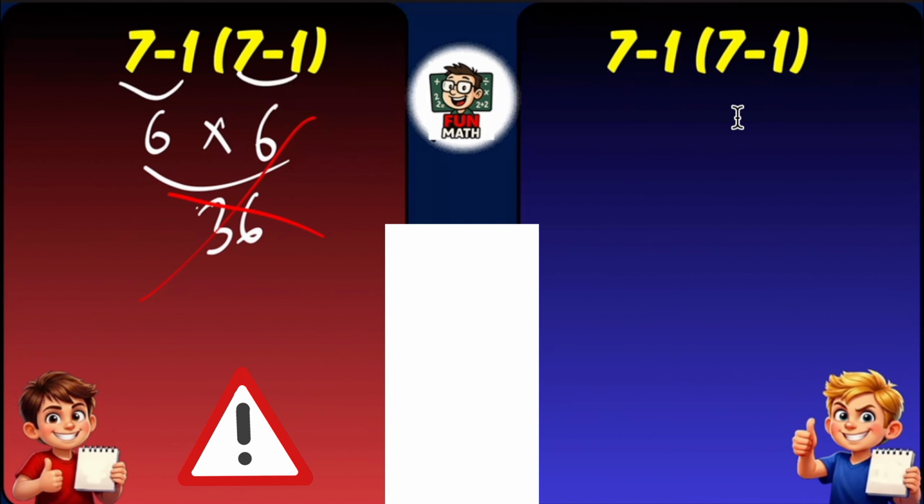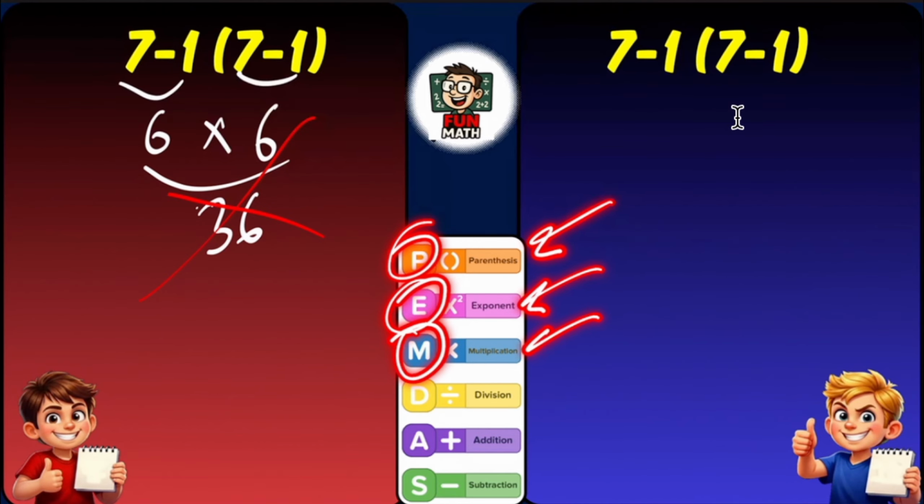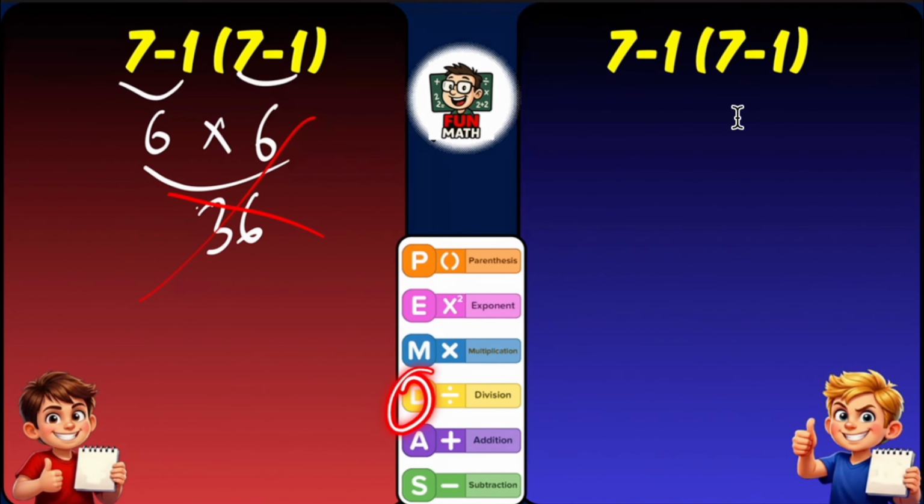Because when solving the problem, we should have paid attention to the order of operations. The order of operations is coded as PEMDAS. P stands for parenthesis, E stands for exponent, M stands for multiplication, D stands for division, A stands for addition, S stands for subtraction.